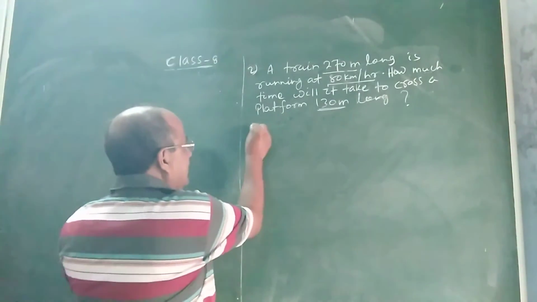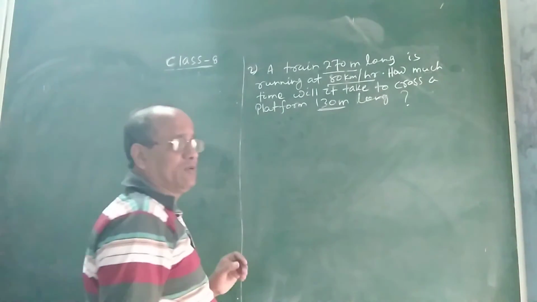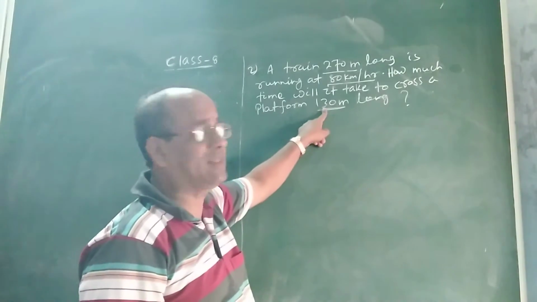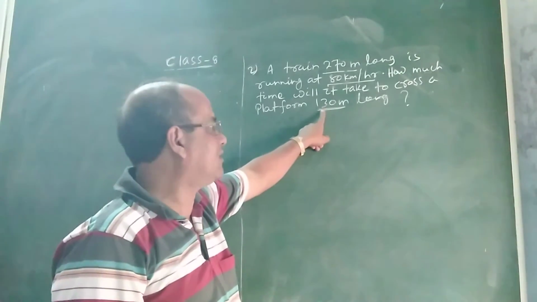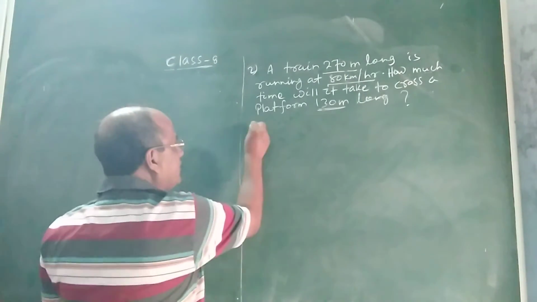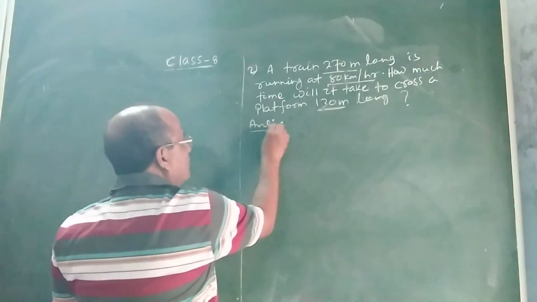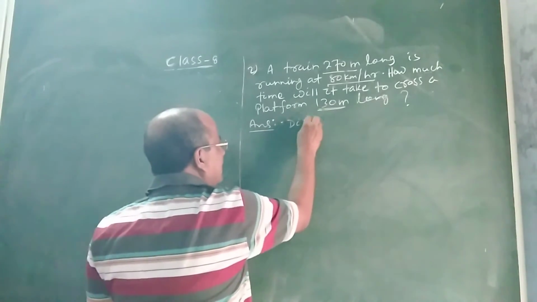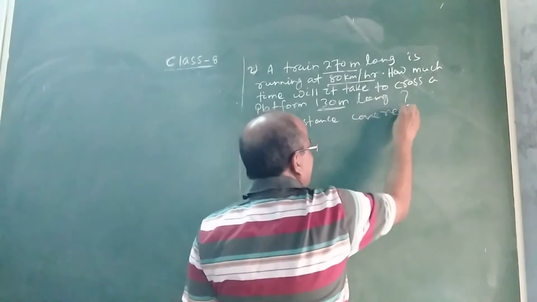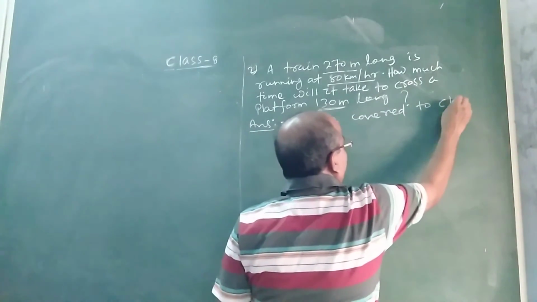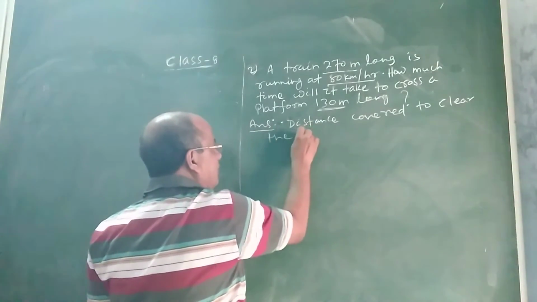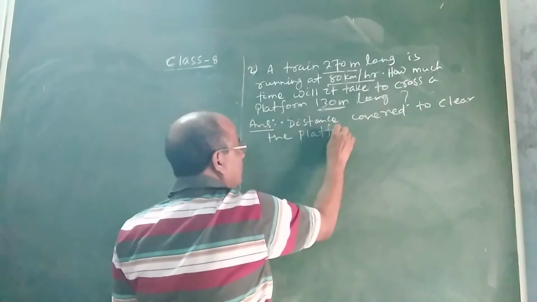Okay. So in this question, we have to find how much time the train will take to cross this platform, whose length is 130 meter. Now, in order to find the time taken, what will we do? You see, first you find how much distance the train will cover or travel. Distance covered to clear the platform. In clearing the platform, how much distance will the train cover?